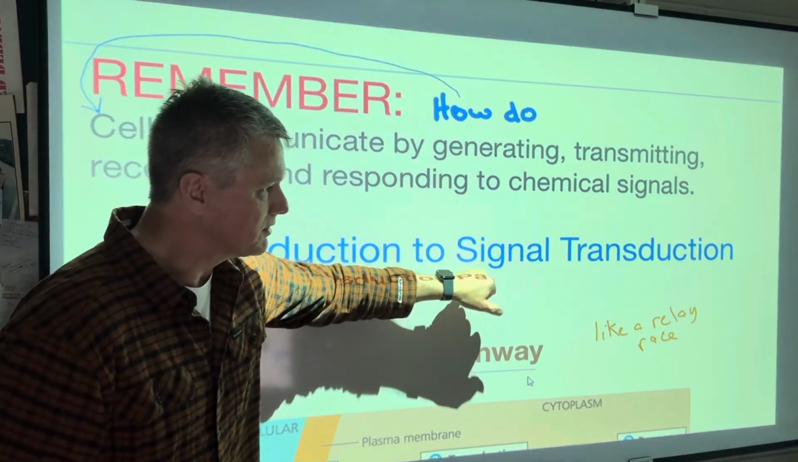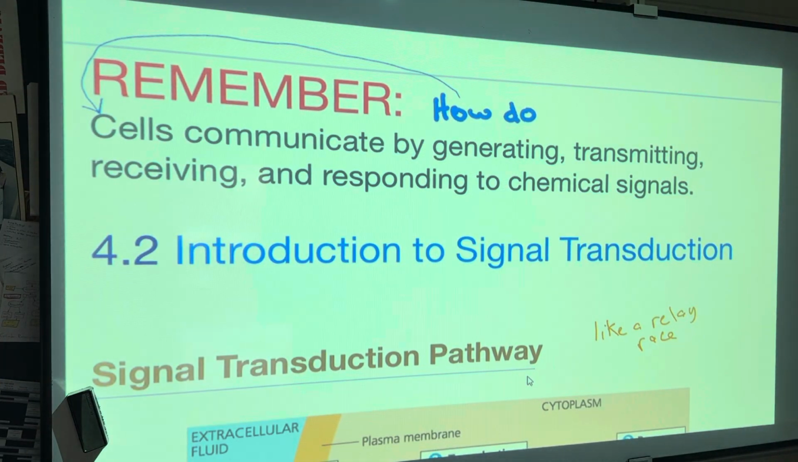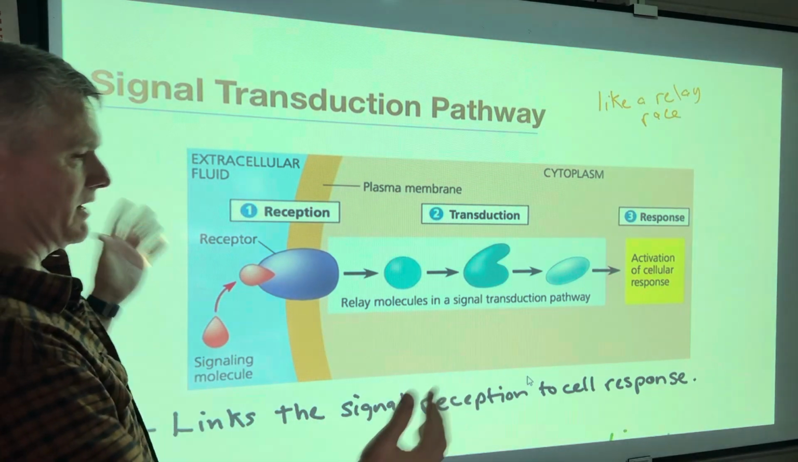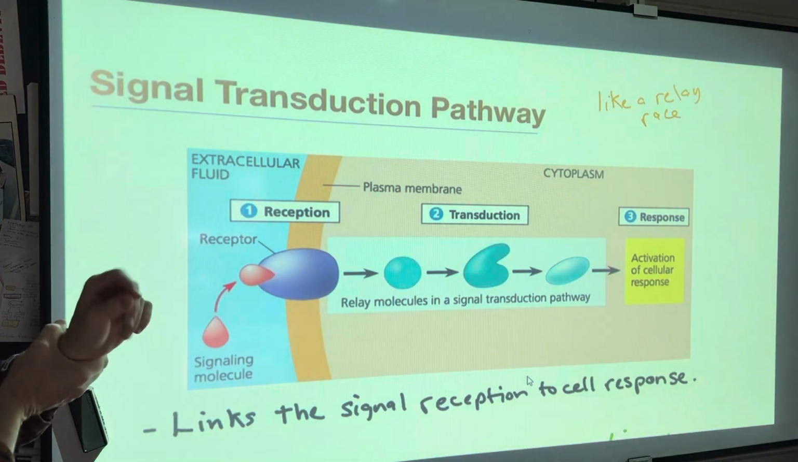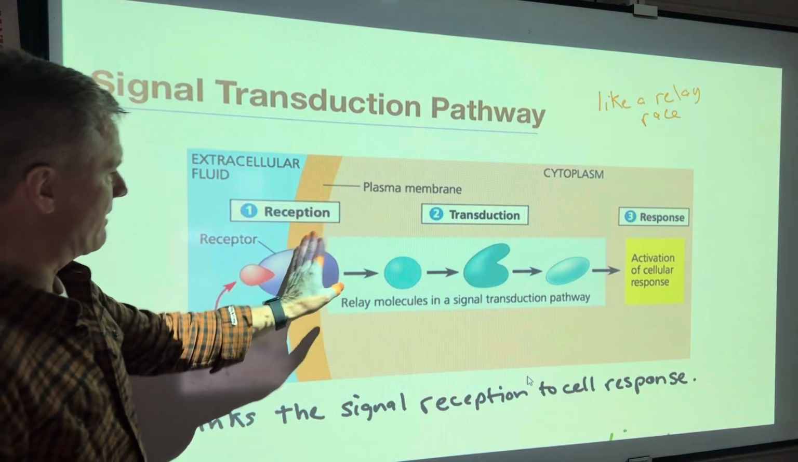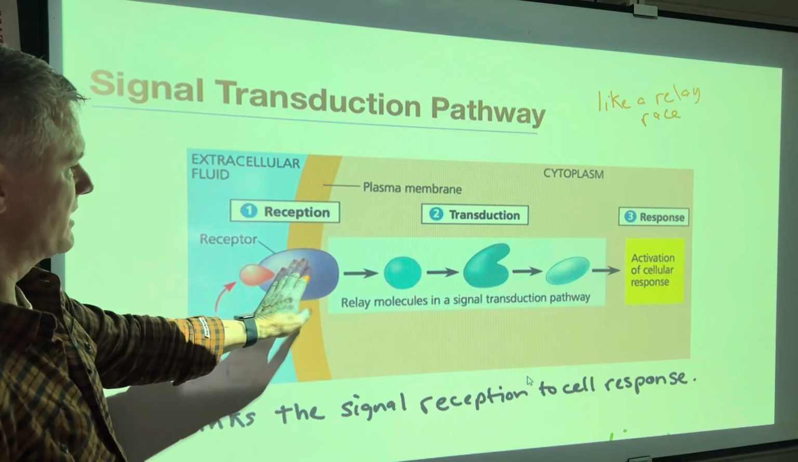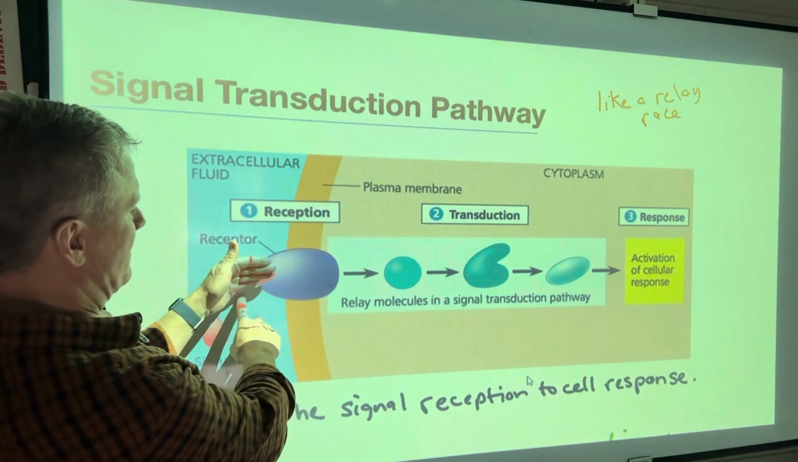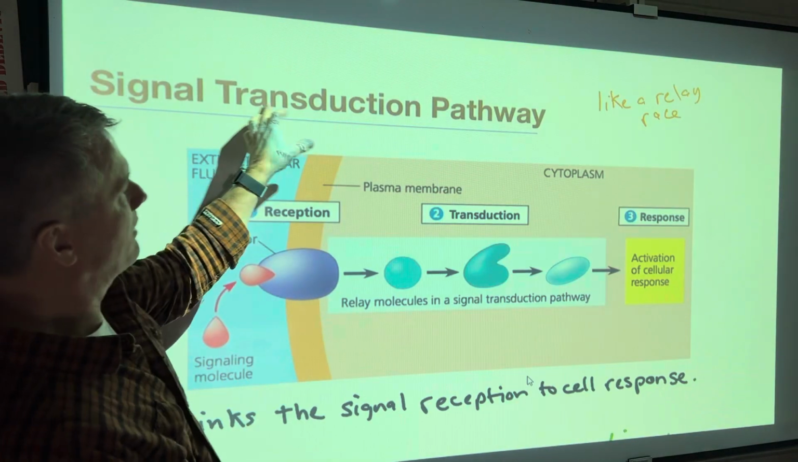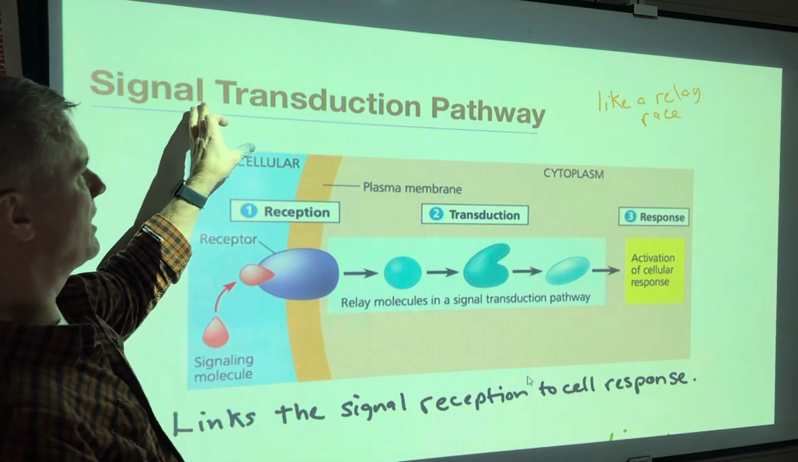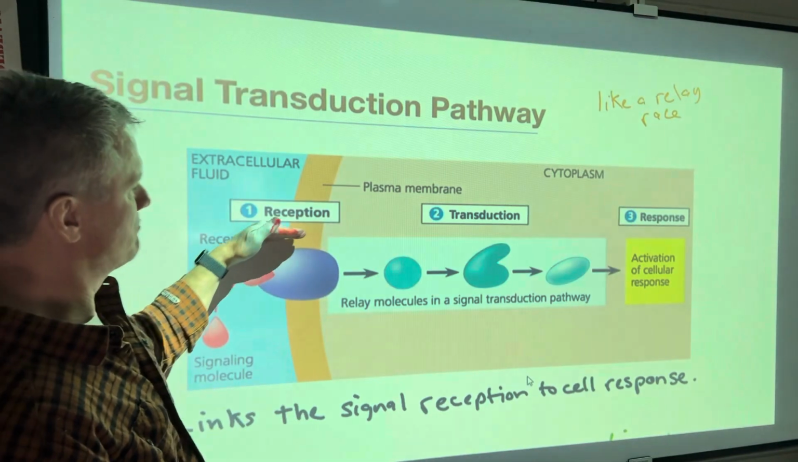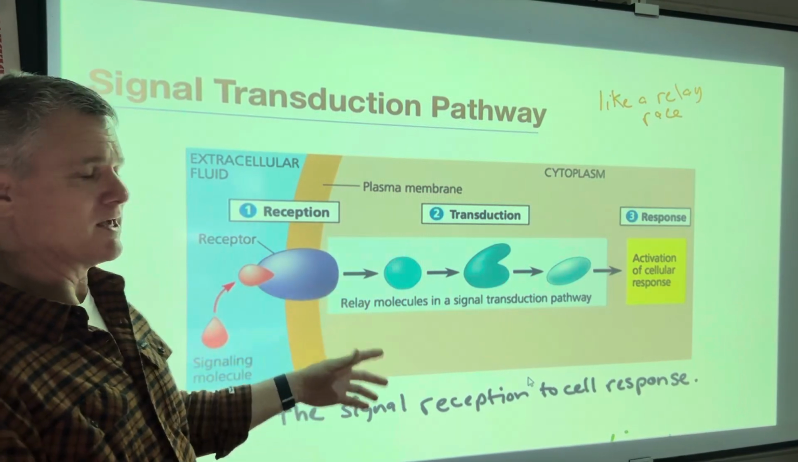So let's go into signal transduction a little bit. Here is just a generic signal transduction pathway. You're going to have the signal, you're going to have the target, which is called reception, and then it's going to be transduced. That means when you receive transduction, it's moved across. So the signal is being moved across the membrane that it normally can't get across.